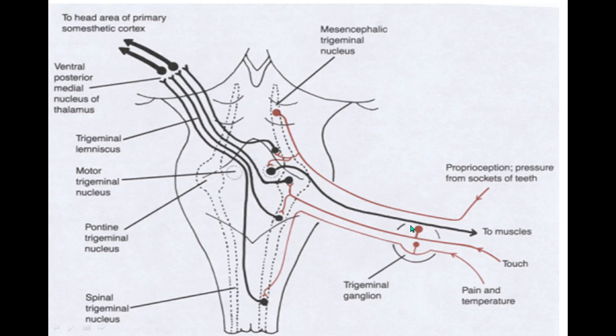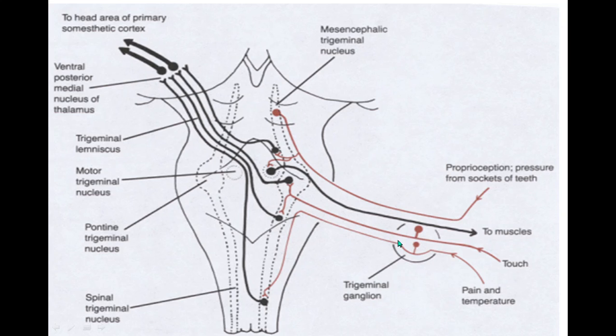Okay, so not in the trigeminal ganglia. So please keep this point in mind. The primary neurons are located in the mesencephalic nucleus, not in the trigeminal ganglia. So what sensory impulses do they carry? Only proprioception. Proprioceptive impulses are relayed directly in the mesencephalic nucleus, not in the trigeminal ganglia.